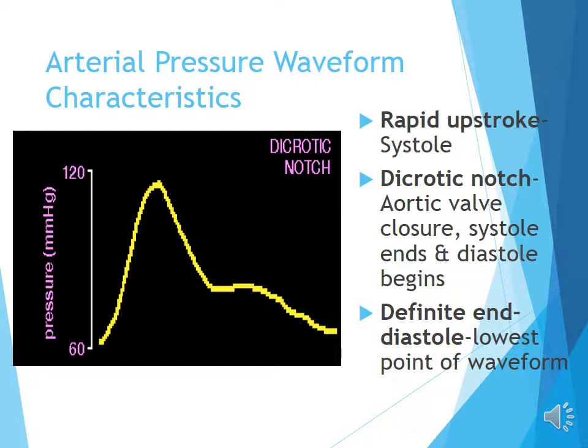The downslope represents diastole and is characterized by the long declining pressure wave. The diastolic pressure is measured at the lowest point of the diastolic downslope. The difference between the systolic and diastolic pressures is the pulse pressure. The normal pulse pressure value is 40. That's nothing you have to memorize, but just so you know what's going on.